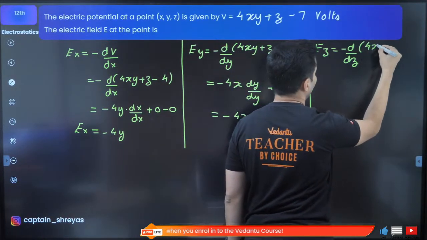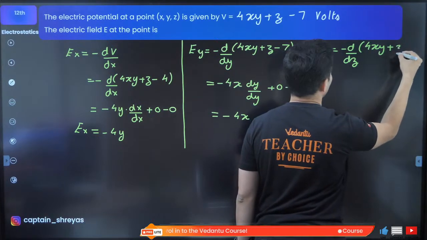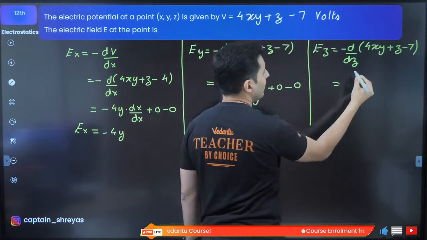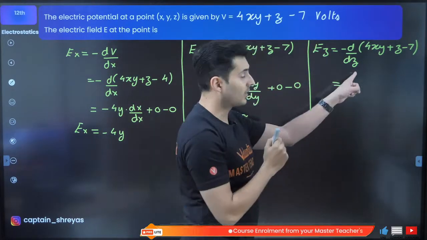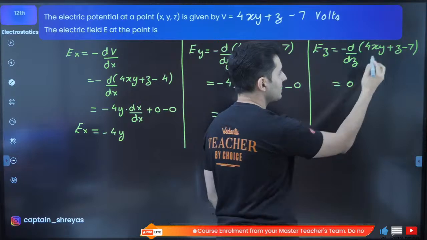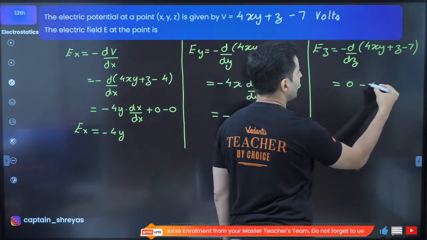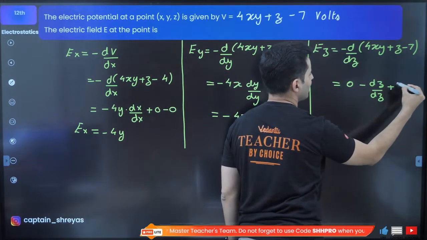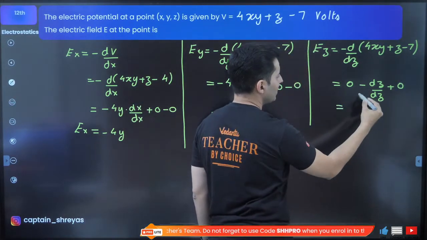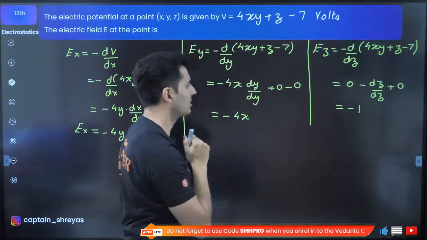And what about the z component, which will be minus d by dz of this entire thing, which is 4xy plus z minus 7. Now 4xy, entire thing is constant, so it is 0. For z, x and y both are constants. So here I will have minus dz by dz, which will be nothing but minus 1, of course.